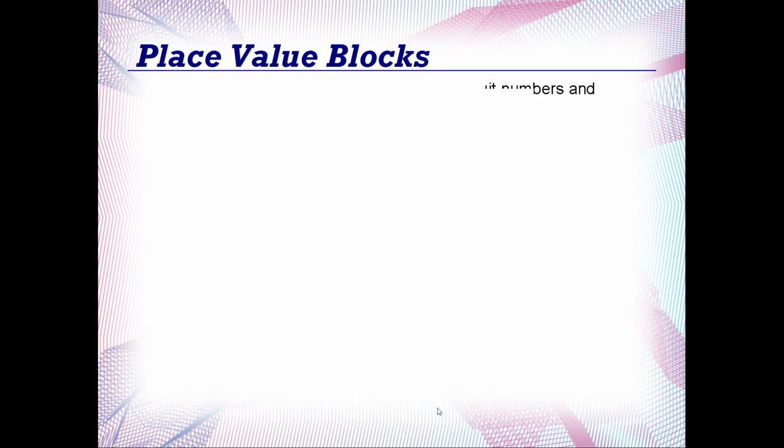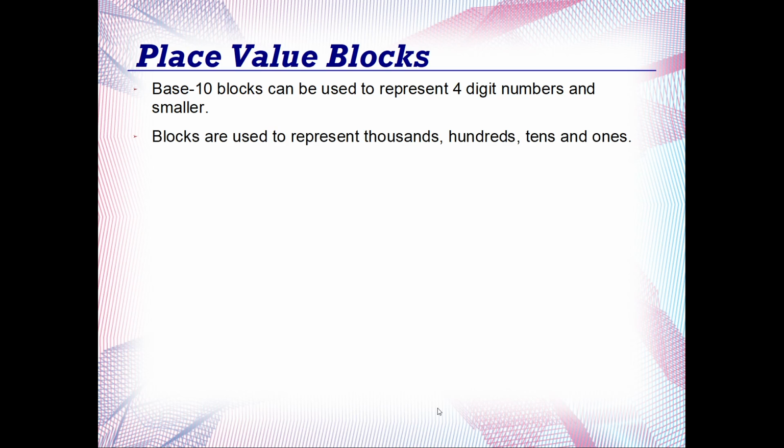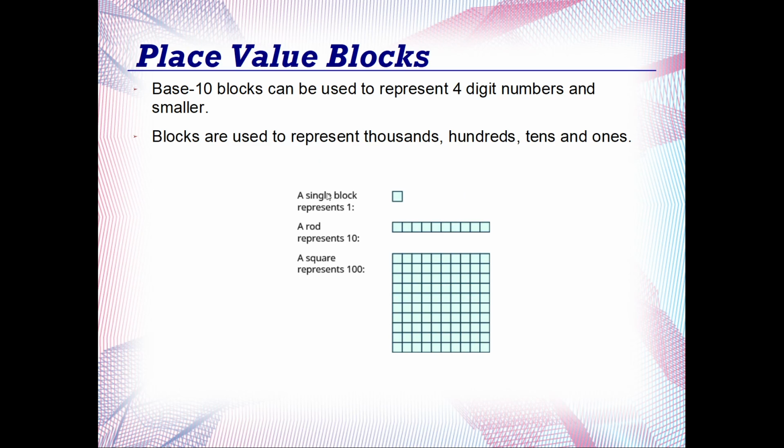Place value is very similar to blocks. We can use base 10 blocks to represent 4-digit numbers and smaller. Blocks are used to represent thousands, hundreds, tens, and ones in those places. A single block, as we did with a $1 bill, represents 1. If we line up 10 of those, that would fill up the second row, which would be a tens place. When we line up 10 of these tens, we get a square, which represents 100. And what's not shown here, if we have 10 hundreds, we have a cube, which would represent 1,000.